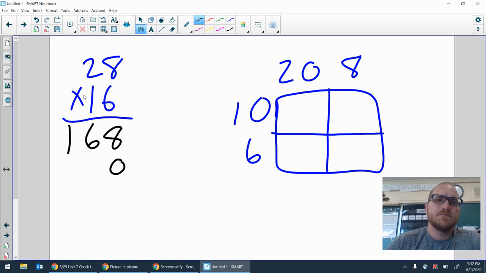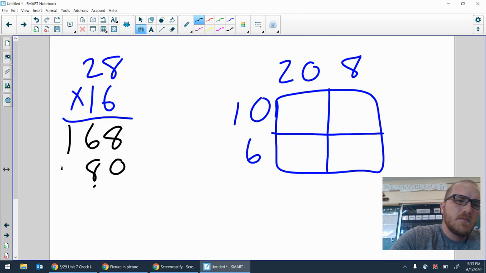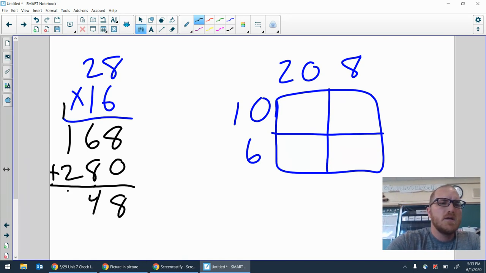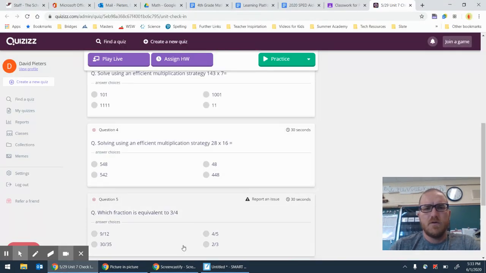1 times 8 is going to be 8. But really, that 1 was actually 10. So 8 times 10, that's 80. That's why we have our 80 here. But we got to treat it as a 1. Then 1 times 2 is 2. And now we have all of our multiplication done, and we can simply add it up. 8 plus 0 is 8. 8 plus 6 is 14. Carry my 1. 1 plus 1 plus 2 is 4. 448. Let's double check.